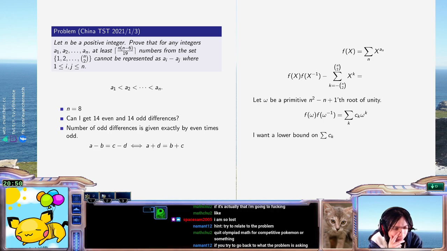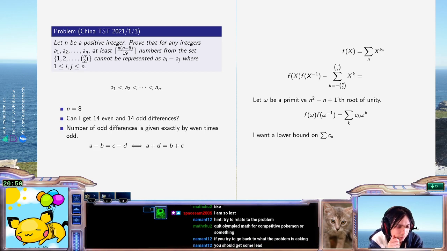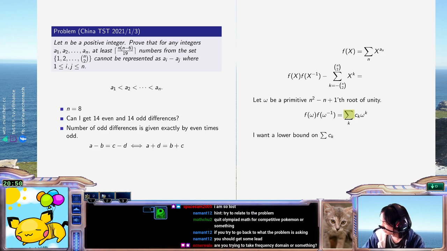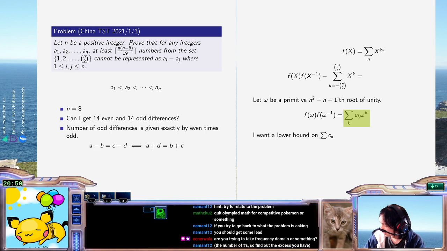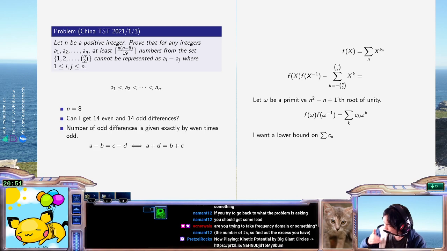Try to relate to the... What is the problem asking? The problem is asking the n minus 6 over 19 thing. No, I don't get it. You have this random expression where I guess it's symmetric, fine, but you have some negative coefficients corresponding to things that you missed. You might have some positive coefficients corresponding to things you got, but you don't care. You care about the negative coefficients where k has absolute value at most n choose 2. And how do I extract that?